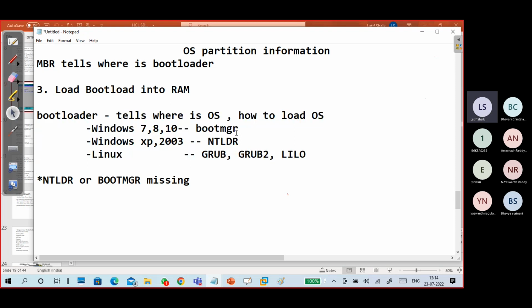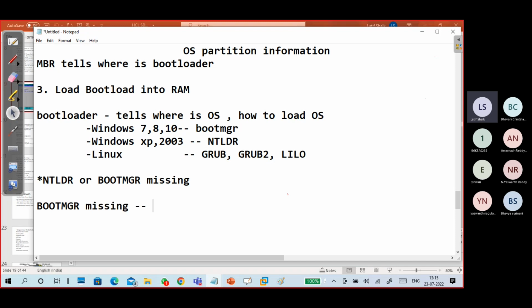Like this, boot MGR is a bootloader file in Windows 10, Windows 7, Windows Vista. In older operating systems, Windows has a bootloader file called NTLDR. In Linux and Unix, we use GRUB version 2, the latest version, or LILO in some Linux distributions. LILO, Linux in, Linux out. This is an error, guys. What is this error? Boot MGR missing. What is boot MGR missing?